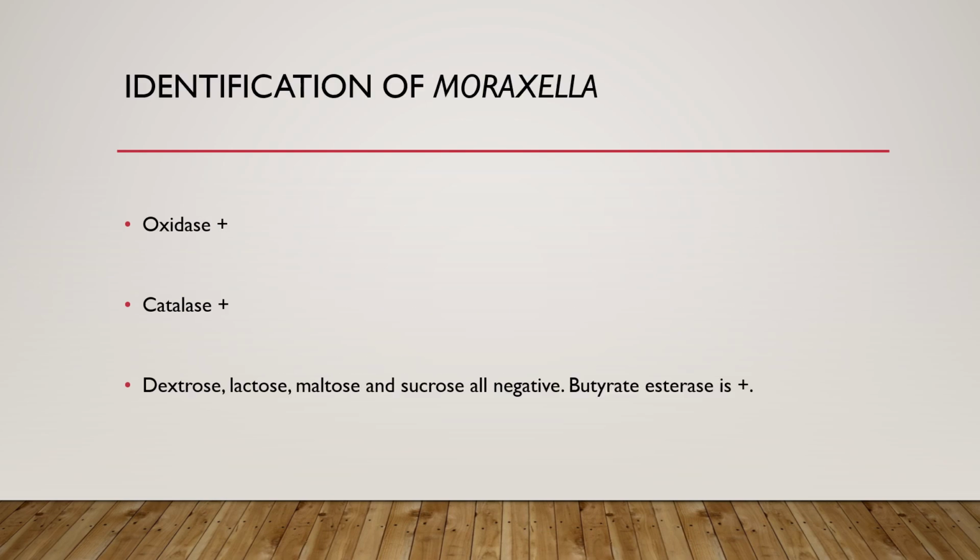There are a number of ways you can identify Moraxella catarrhalis. The first two steps you want to do are a catalase and an oxidase test. It's going to be oxidase positive and catalase positive. And then more so than anything else, you want to see if it has the butyrate esterase enzyme. If it does, it's going to be positive for that, and that's a confirmatory test for Moraxella catarrhalis.